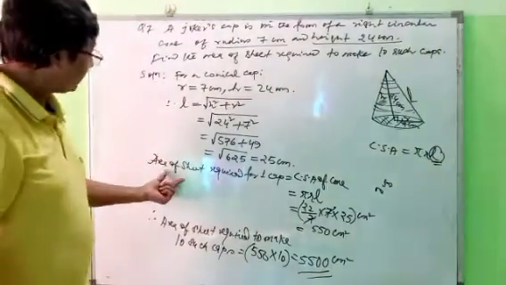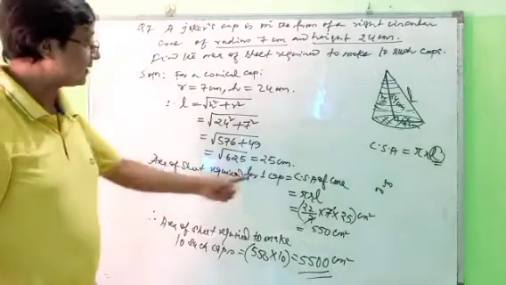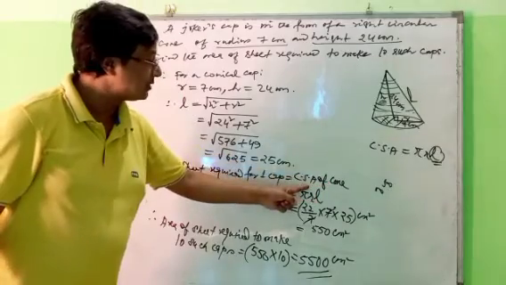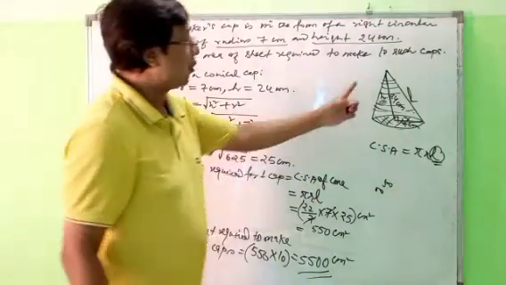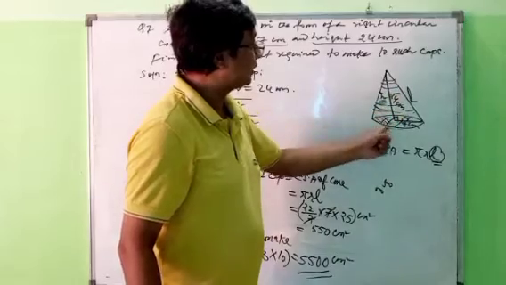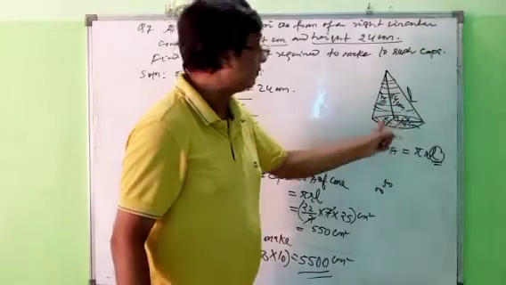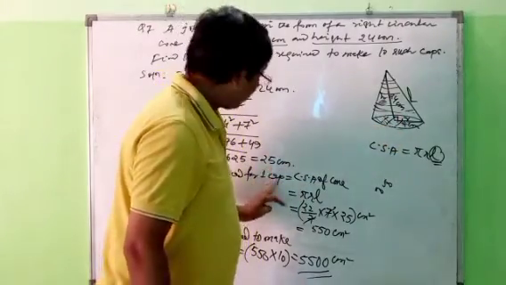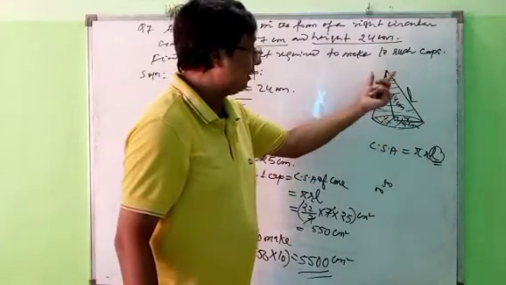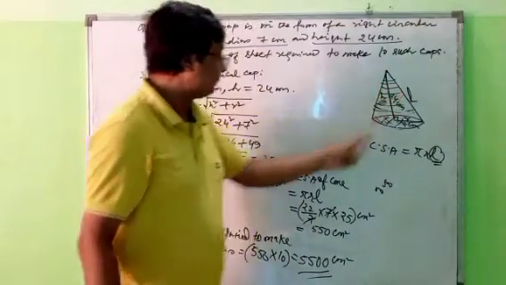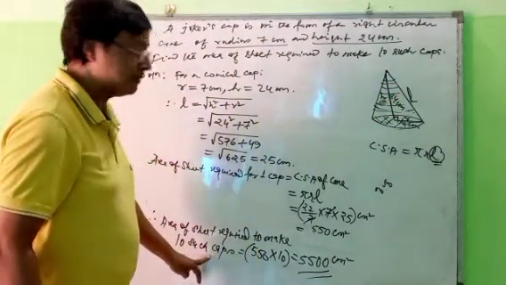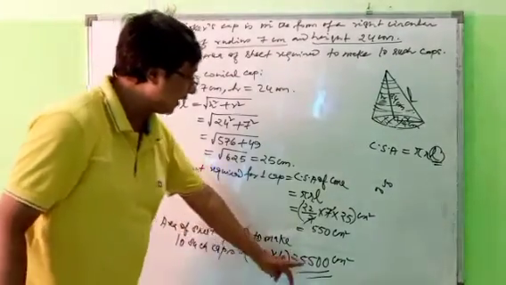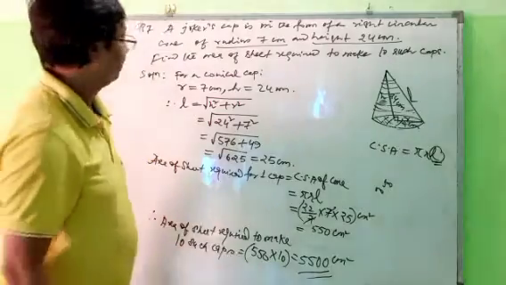So to find the area of the sheet for a single cap, you have used the curved surface area of the cone. Why? Because this sheet is only going to be used over its lateral part, not on the base surface. This is going to be hollow. There will be no surface on the base. That is why you found the curved surface area of a cone, and then multiplied by 10 because the number of caps is more, so the area is going to increase. So you got 5500 centimeters square.